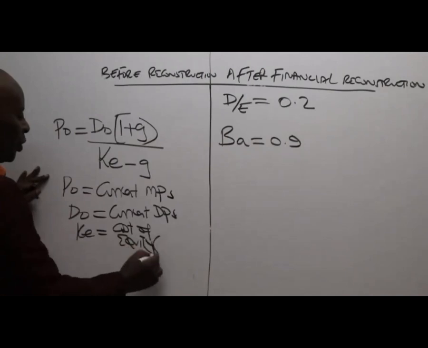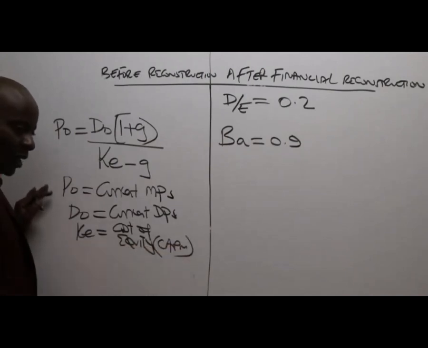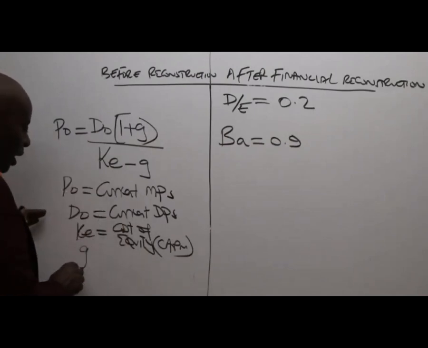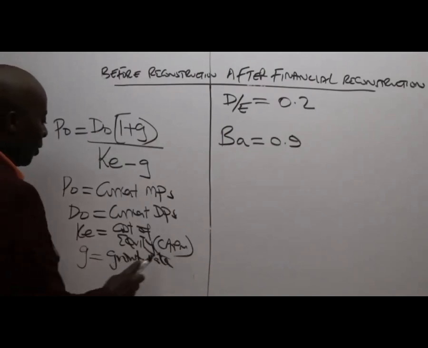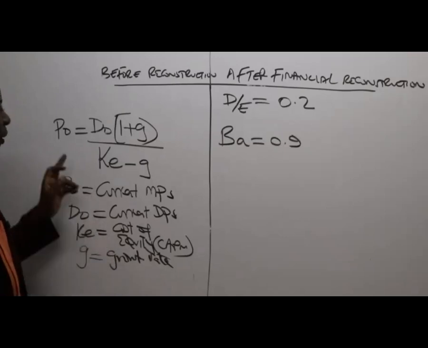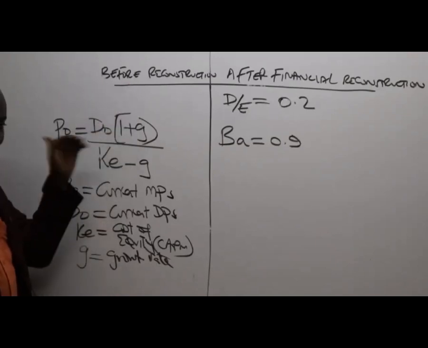which we shall get using CAPM, because the examiner has given us a risk-free rate. He has given us returns of the market. We have beta equity there. G stands for growth rate. So please let me know whether I can rub this to fix my calculations for P0 here on this side, because this side is for before reconstruction.